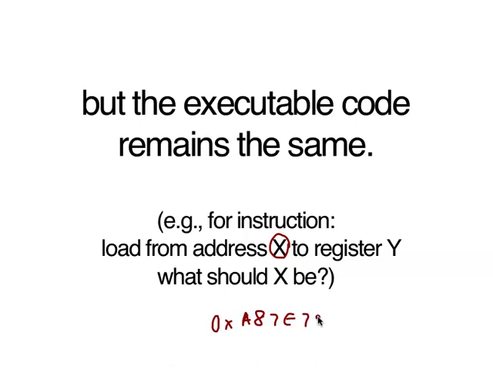You might say, I want to load data from this particular address, let's say A87E7C, for example. But as the code shifts around, this might not be what you actually want to load. It might not even be the data that belongs to you, it might belong to another process. So we cannot put a physical address here.